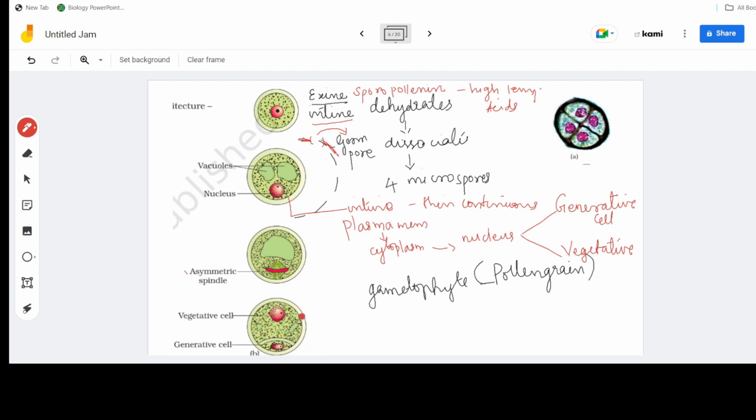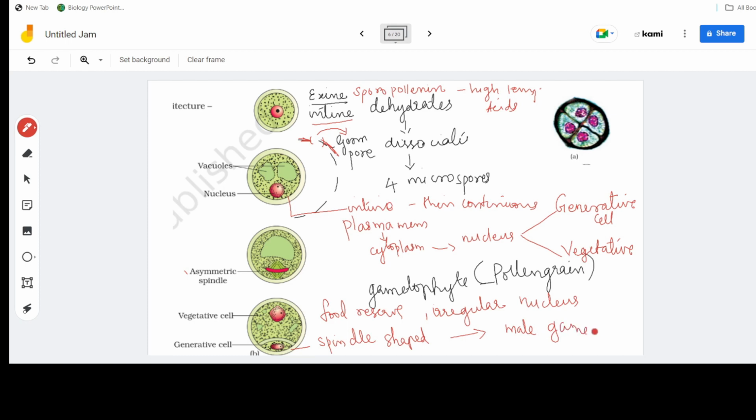This vegetative cell is usually bigger and has a huge food reserve. Quite a lot of food reserve is there, and the size of the nucleus is also bigger, an irregular nucleus. Whereas the generative cell is spindle shaped, and it is mostly found floating in the cytoplasm of the vegetative cell. Actually, the gametes are formed from this generative cell. This generative cell will further divide to form two male gametes.